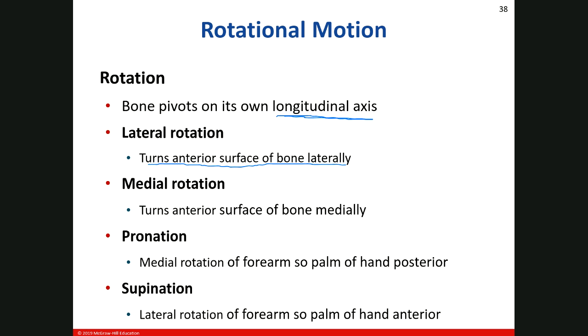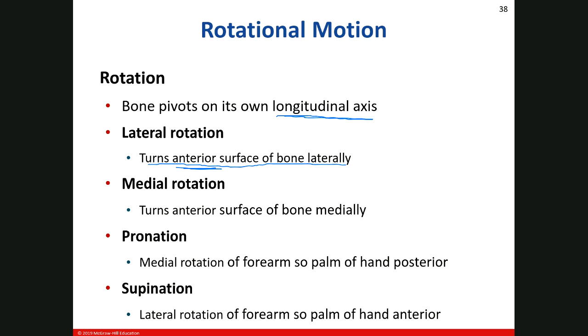Same thing when we're doing the arm. The actual biceps, or the anterior part of your humerus, when I swing my fist out, my bicep is now facing lateral. When I bring it across my body, it's now going medial. So that's lateral rotation and medial rotation. That's what we refer to as the anterior surface. When you first read that, you're like, what the heck are they talking about? It always helps to have an example.